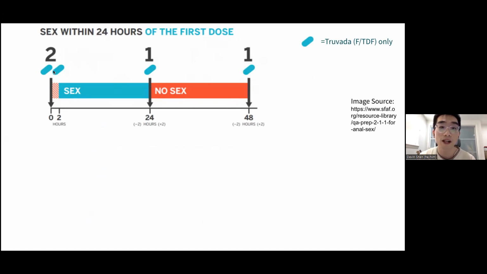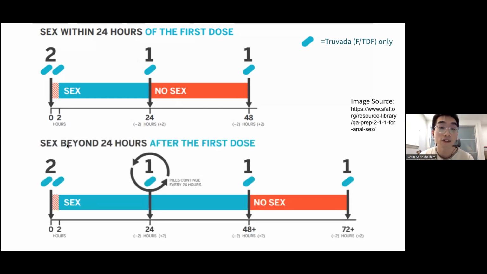So at least 2 hours before sexual intercourse, a person would take 2 tablets. And then 24 hours after the first doses that they took, they would take 1 tablet, and then 1 last tablet another 24 hours after that. If the person continues to have sex after the first initial 24 hours, then they would take a pill every single 24 hours. And then after they stop having sex, they would take 2 more pills. And that's because there would be a time period of 24 hours between the last pill and the second to the last pill. Kind of confusing.